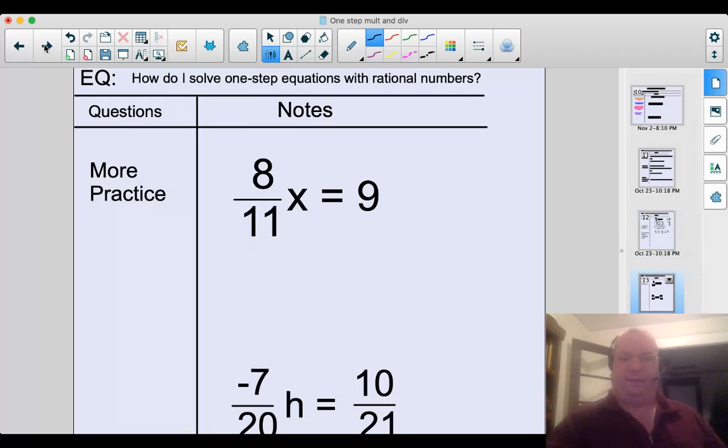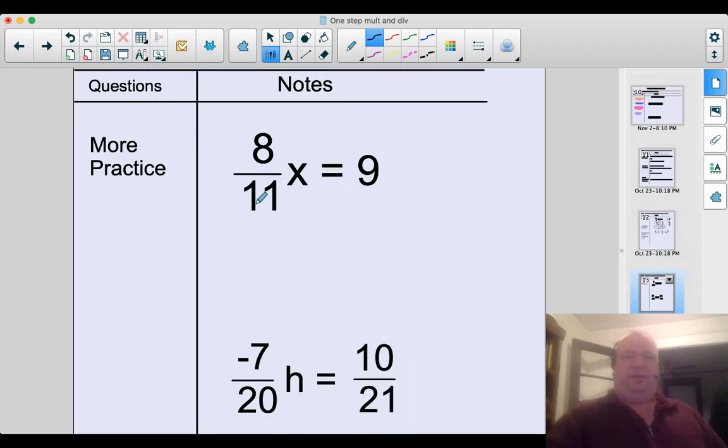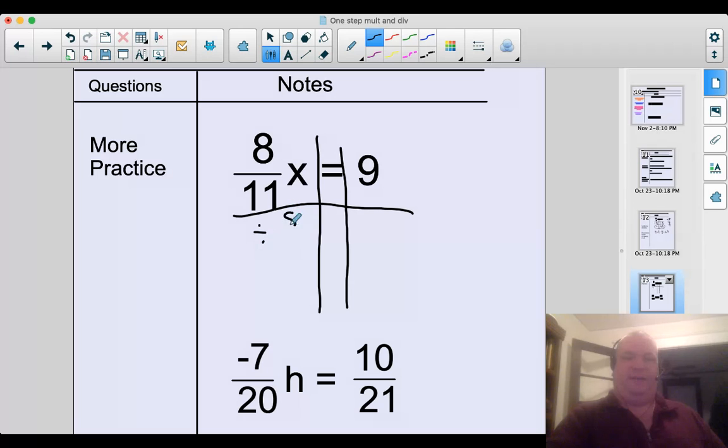All right, let's look at another one. All right, so 8/11 x equals 9. Again, I'm going to do train tracks. Do the inverse operation. It's being multiplied by 8/11, so I'm going to divide by 8/11 on both sides.